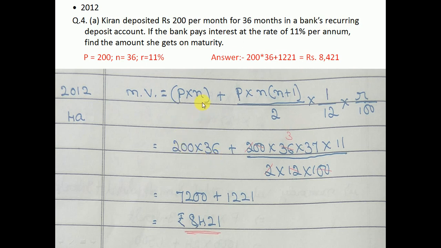200 is the principal, number of months is 36, so P is 200, N is 36, into 37 into 1 by 2, R is 11%, divided by 12 into 100. Cancel: 12 ones are 12, 12 threes are 36, 2 ones are 2. Simplification: 200 into 36 is 7,200. This part after calculation you will get 1221. Add both of them. Final answer, the maturity value is 8421. This is our final maturity value.